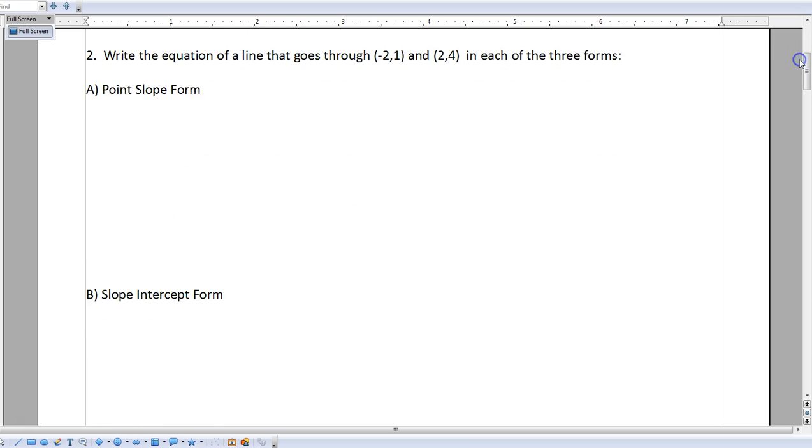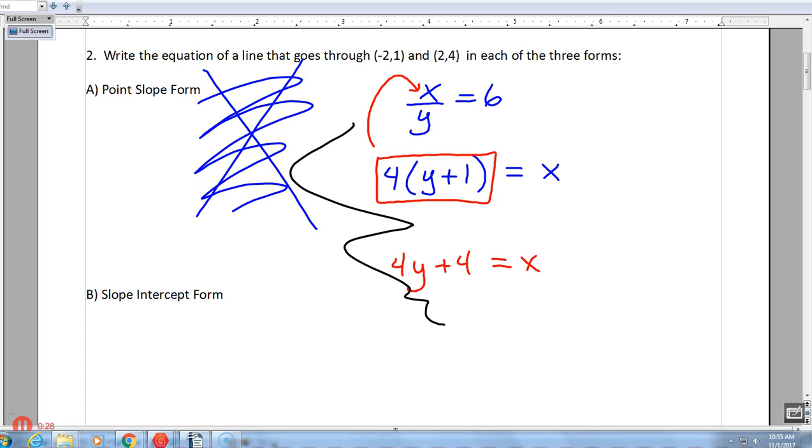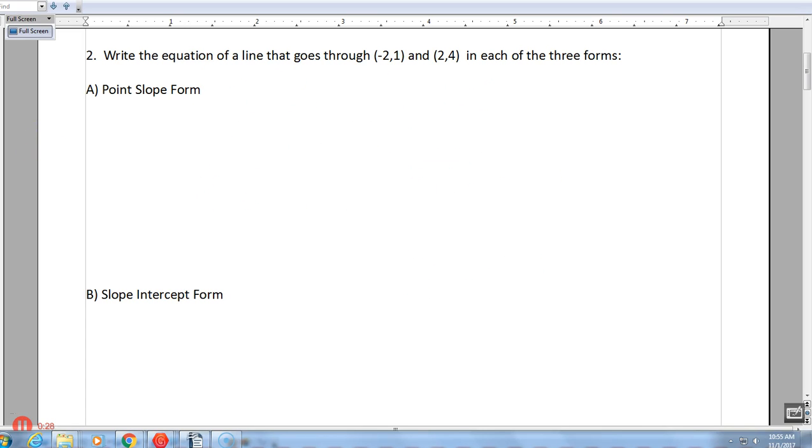So the new number 2 says write the equation of a line that goes through 2 points in each of 3 forms. So I wanted to make sure that you could go back and forth between the forms, because on some standardized tests like the SAT, we don't really know what form they want, so we have to be fluid.